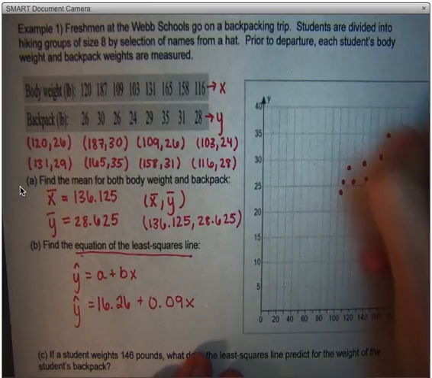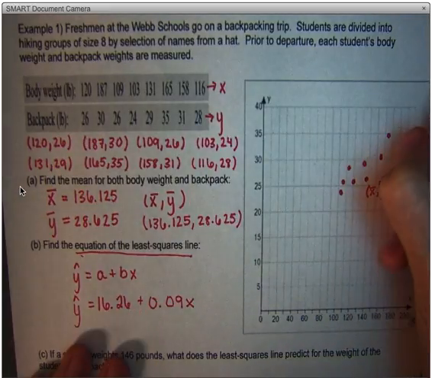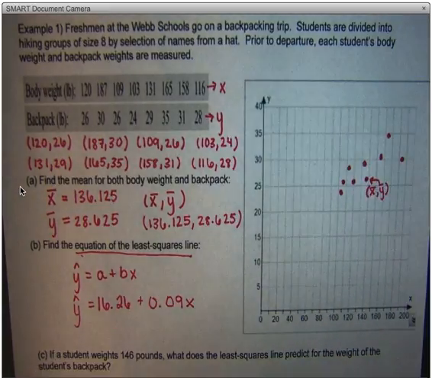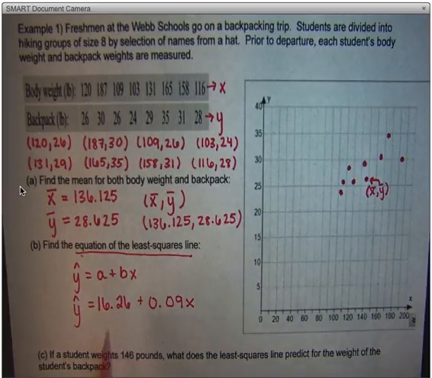The only thing I'm going to do different is I'm going to label x bar, y bar. So this point right here was my x bar, y bar point. So my line has to go through there. And then remember, the A value is the y-intercept. So our A value is 16.26.